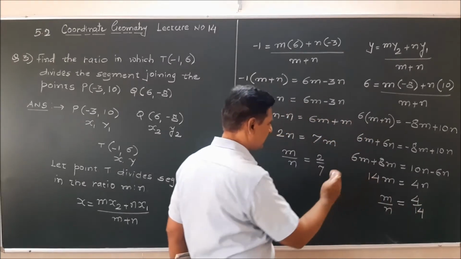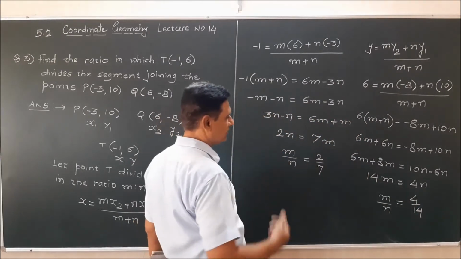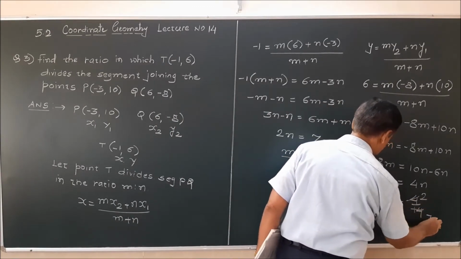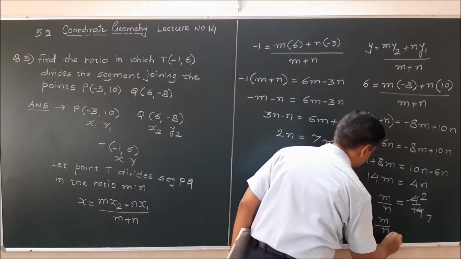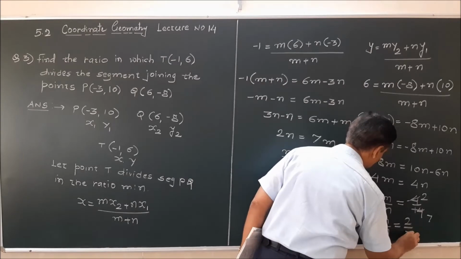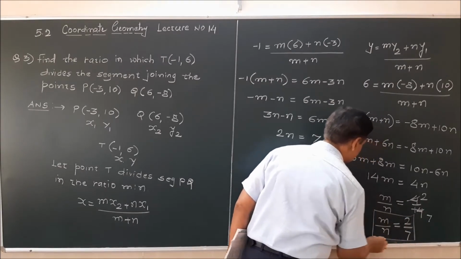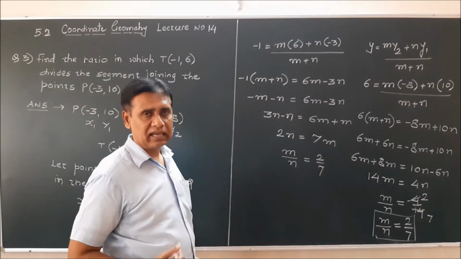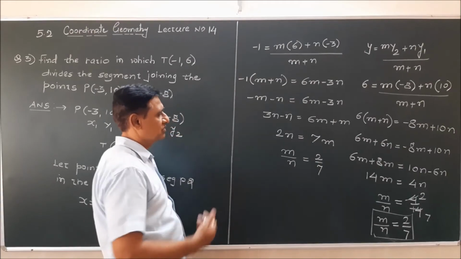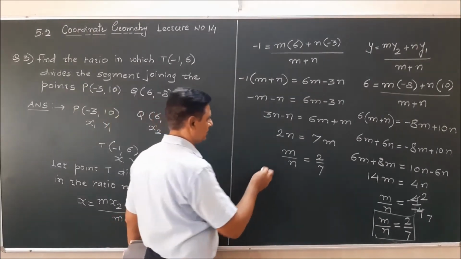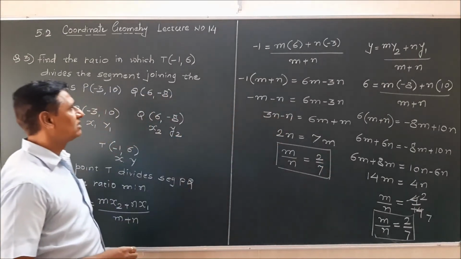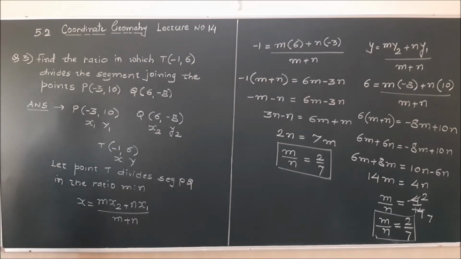See, n is on left hand side only. You will find n is on right hand side. So if we divide it by 2, 7. So in this case also, we got it as n upon n as 2 upon 7. With both the values, we verify whether we are getting m upon n. We obtain m upon n as 2 upon 7 in both the cases. So ratio, or we can say point T divides segment PQ in the ratio m is to n, that is 2 is to 7.